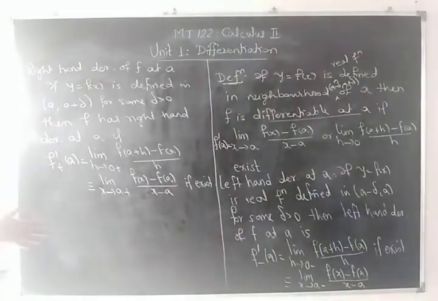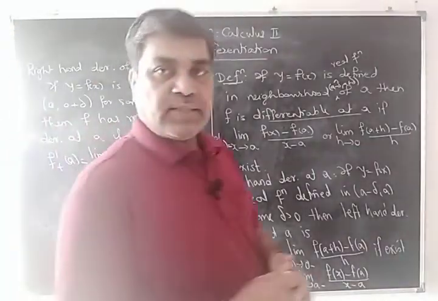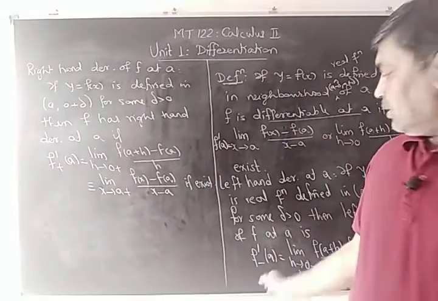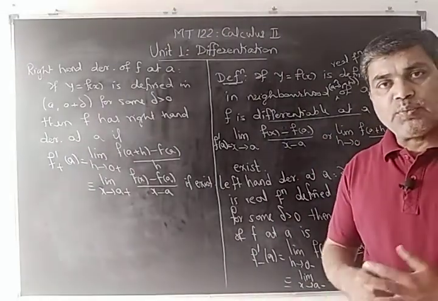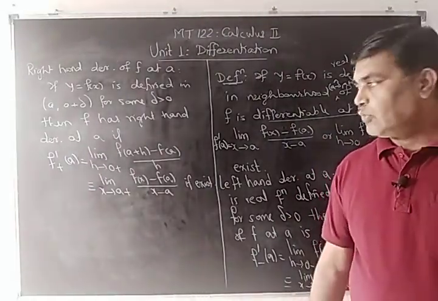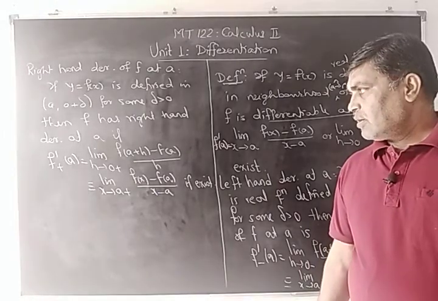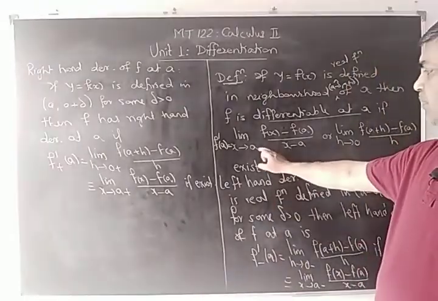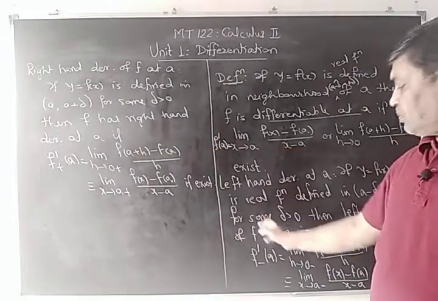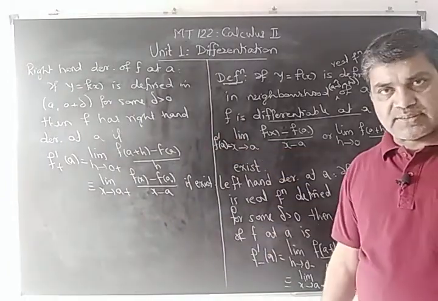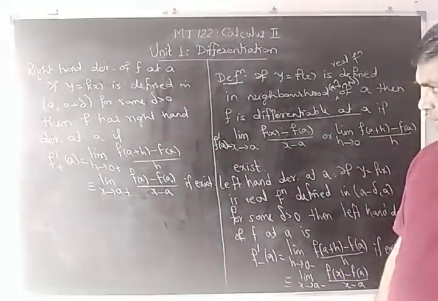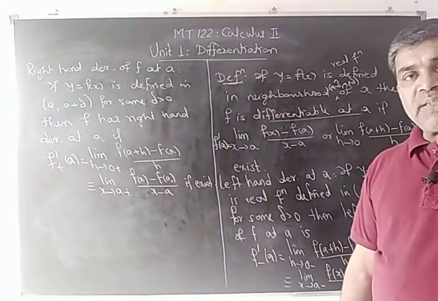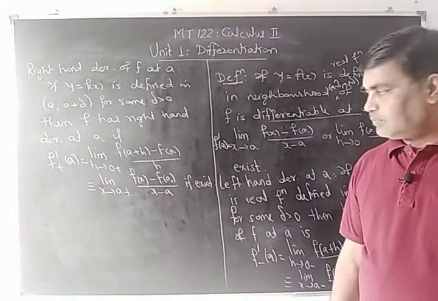If this limit doesn't exist, then we say that it has no right hand derivative. If the left hand limit doesn't exist, then it has no left hand derivative also. And if it is differentiable at a, then f dash plus a as well as f dash minus a must exist.